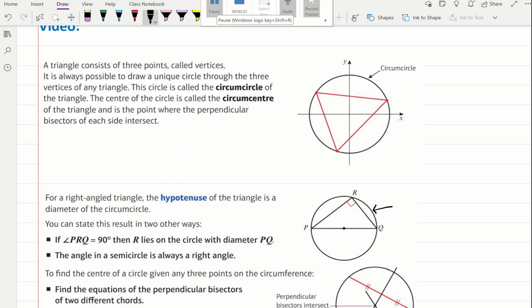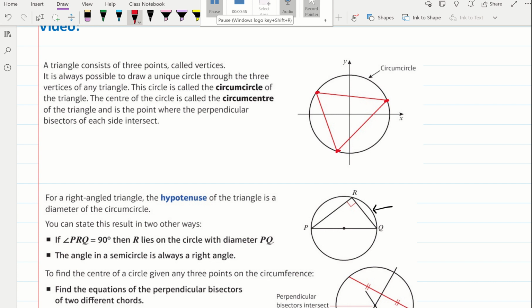So a triangle consists of 3 points called vertices. It is always possible to draw a unique circle through the 3 vertices of any triangle. This circle is called the circumcircle of the triangle. So you draw the triangle first, and then you draw a circle that goes through the 3 points.